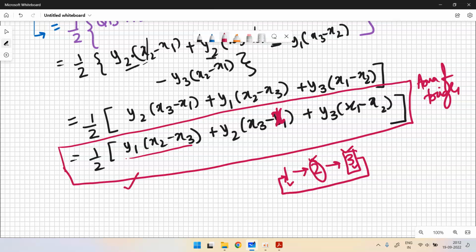So this way you can find the area of the triangle formed by the coordinates x1 y1, x2 y2, and x3 y3: half of y1 into x2 minus x3 plus y2 into x3 minus x1 plus y3 into x1 minus x2.